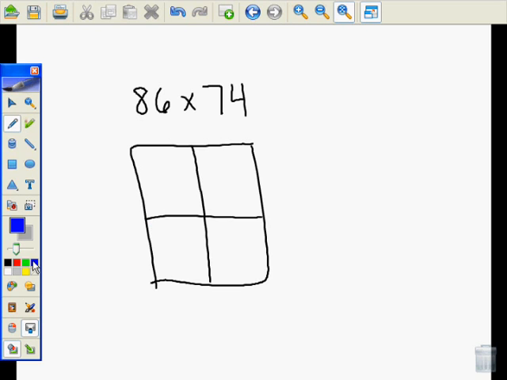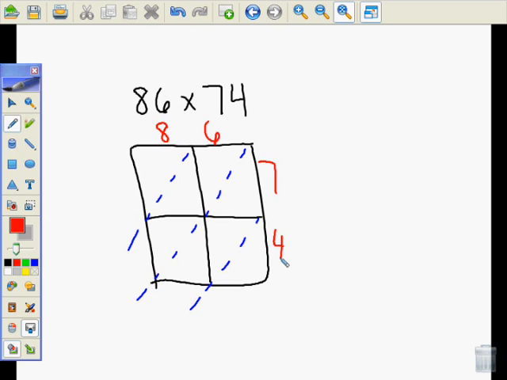Let's see what you came up with. So I'm going to go ahead and put the lines in. It's usually the first step I do when I build my box. So I'm going to write 86 times 74.